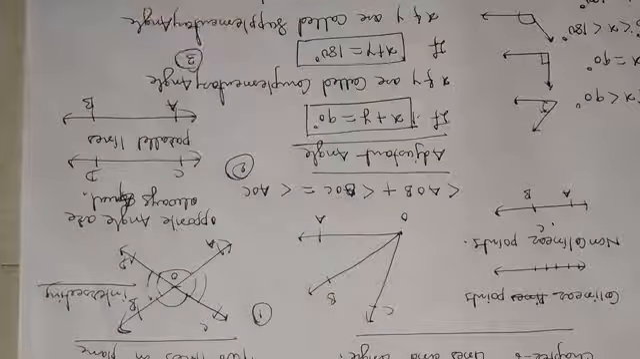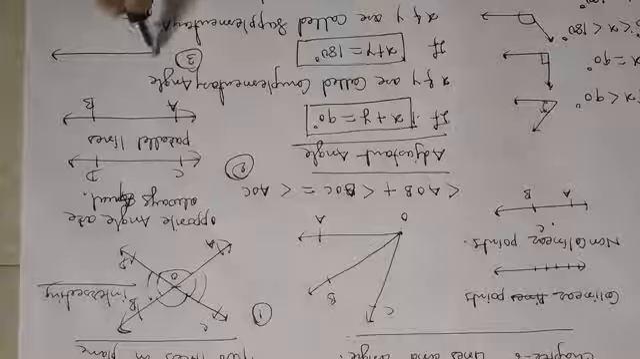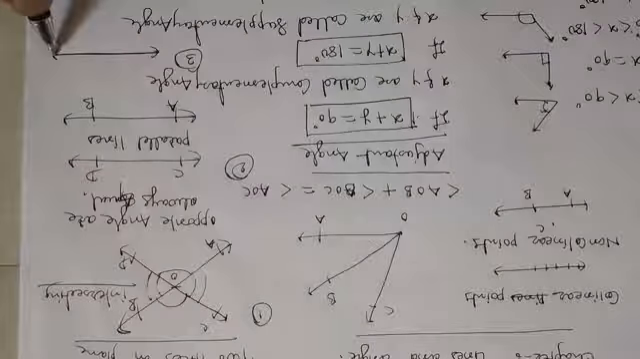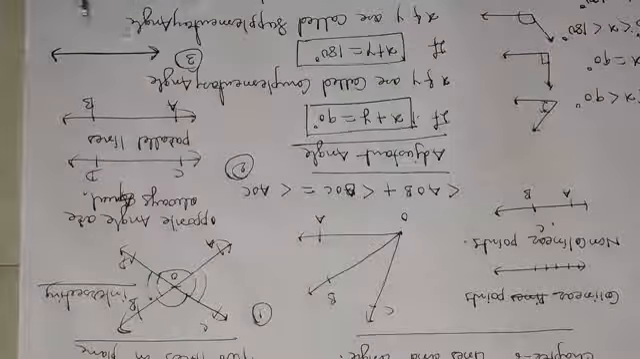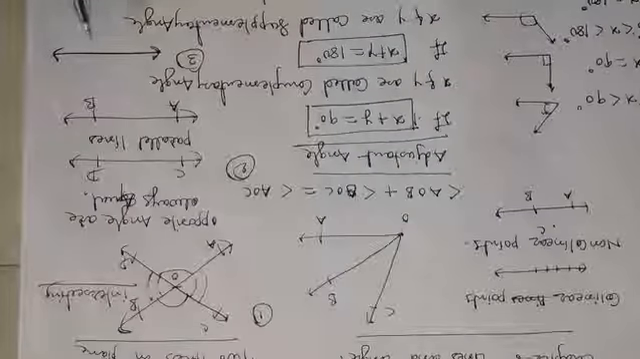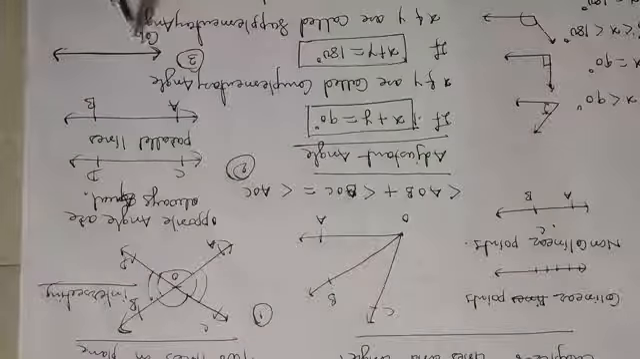What is the third condition? Two lines completely coincide with each other. So there are infinitely many points of intersection. This is called coincident lines.